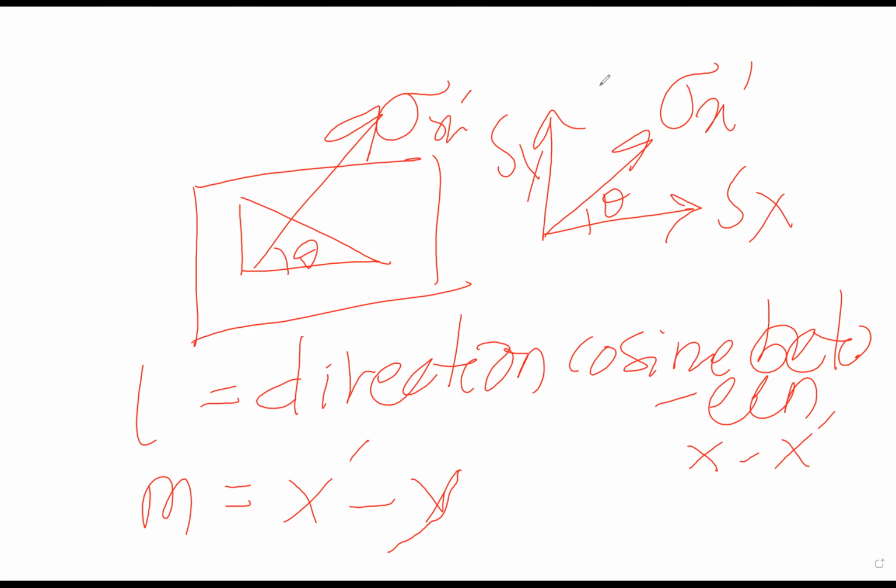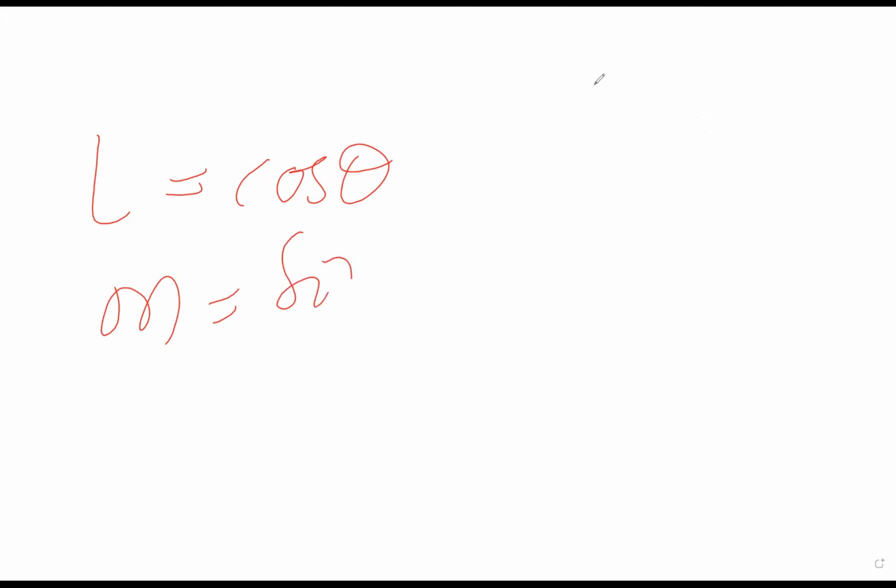So if you mathematically represent L and M, the direction cosines, how can you represent them? Cosine means this is the cosine angle. L is cos theta, cosine angle, no? And the direction cosine M is sin theta. If one is cos theta, then the other must be sin theta. So this is the angle, no?